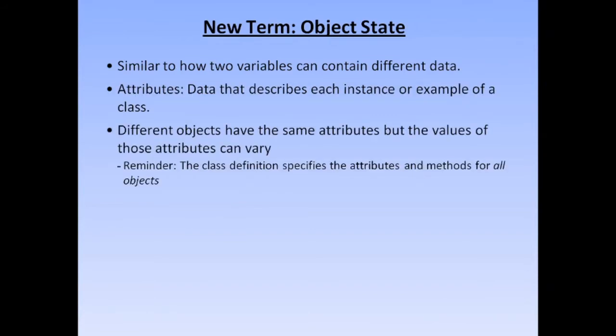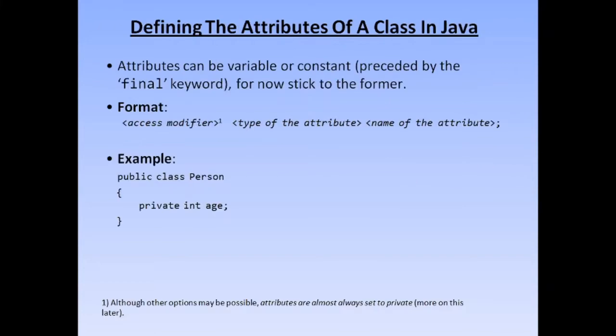Attributes are the data that describe each instance of a class. Different objects have the same attributes, but the values of the attributes can vary. Suppose, in the previous example, the class has the attribute age. Whenever objects of the person class are created, they will have different values of age in their instantiation.